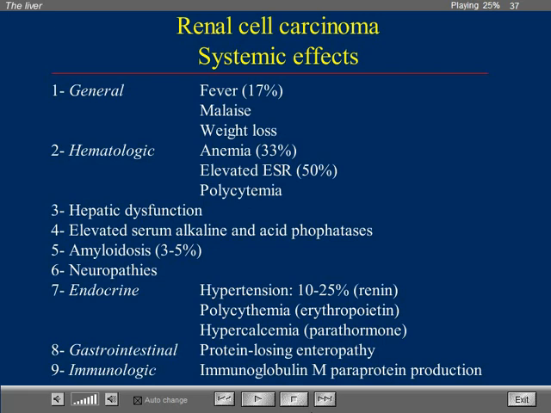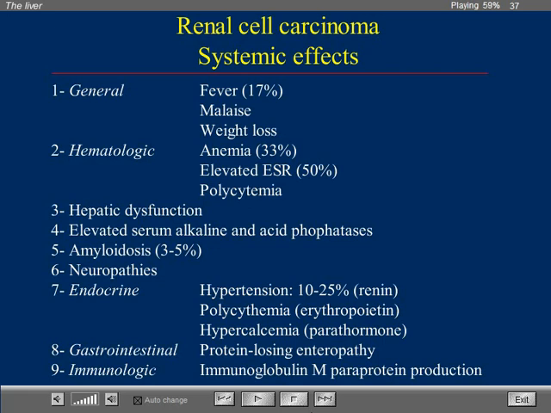The hepatic dysfunction syndrome has been described in 10 to 15% of renal cell carcinoma. And it is believed to be related to some material produced by the tumor that chemically affects the liver. Upon removal of the cancer, the liver may return to a normal or almost normal size, and the abnormal liver function tests will return to normal findings.